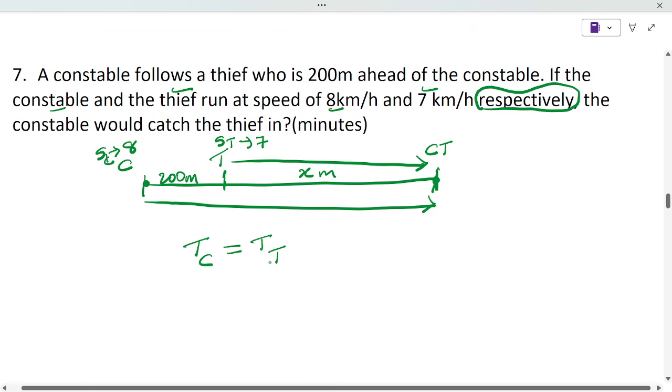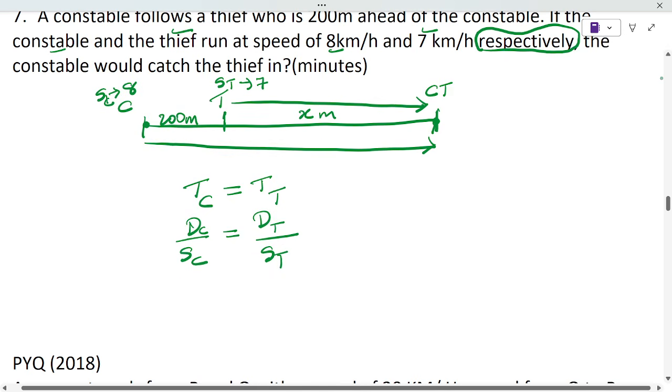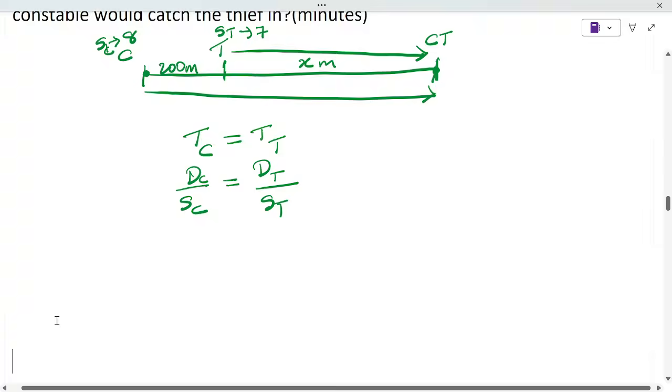Time's definition, do we know? Distance by speed. Distance by speed of constable. Distance is different, right? Distance for constable is different, and for the thief also different. Distance by speed of thief. Now we have a BYQ also.